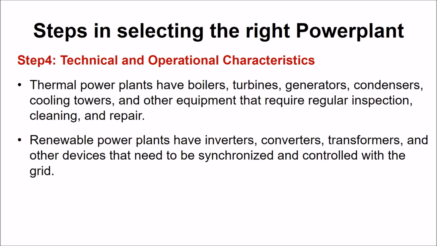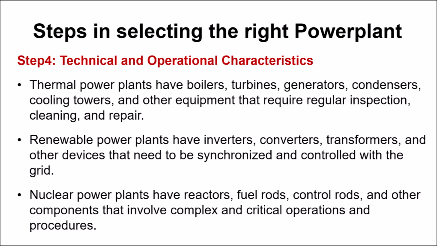Renewable power plants have inverters, converters, transformers, and other devices that need to be synchronized and controlled with the grid. Nuclear power plants have reactors, fuel rods, control rods, and other components that involve complex and critical operations and procedures. Therefore, you need to understand the technical and operational characteristics of different power plant types and how they affect your project's objectives and outcomes.